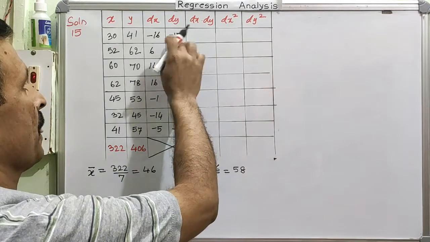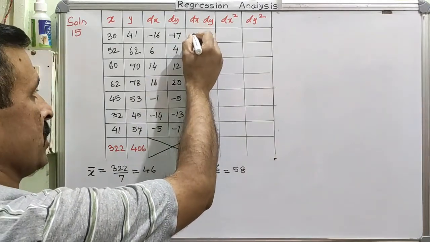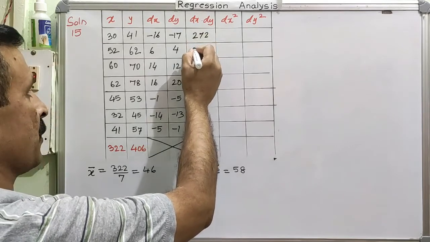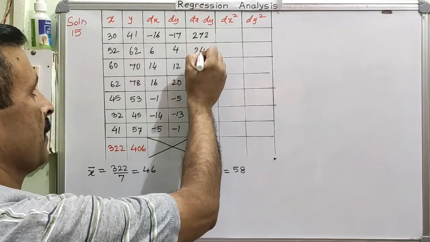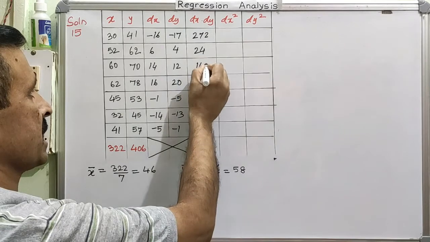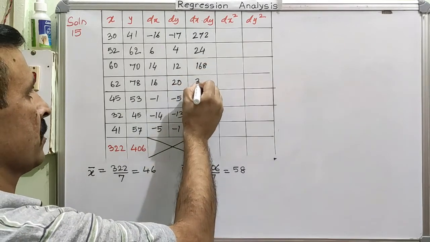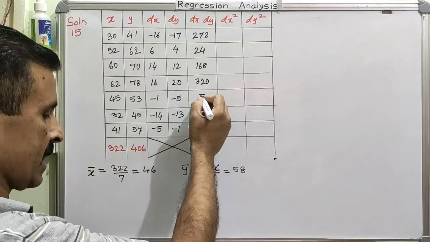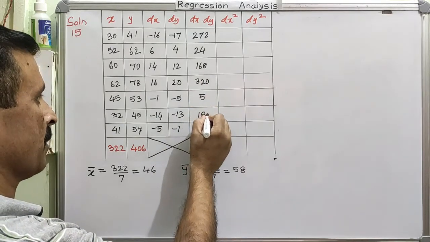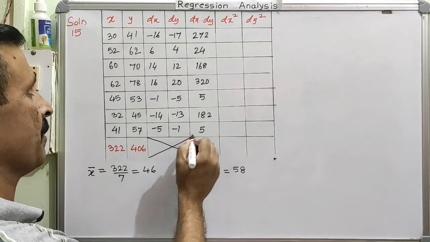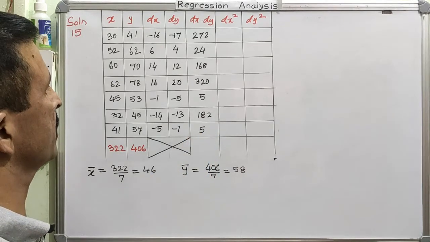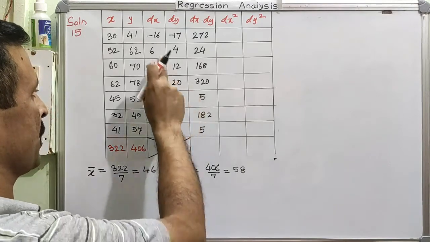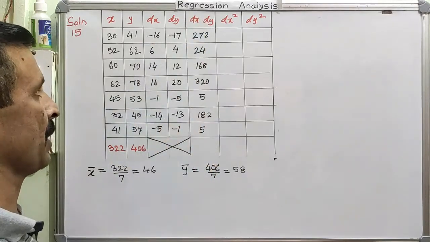add. Now we will get the sum of the product of dx and dy. Clear? So this will be 272. This is 272. Then 6 into 4 is 24. Then 14 into 12, 168. 16 into 20, 320. This is 5. 14 into 13, 182. And then this is 5. Is this okay? The product of these two is positive, the product of these two is positive, product of these two is positive, product of these two also positive. So all the terms are positive in this.